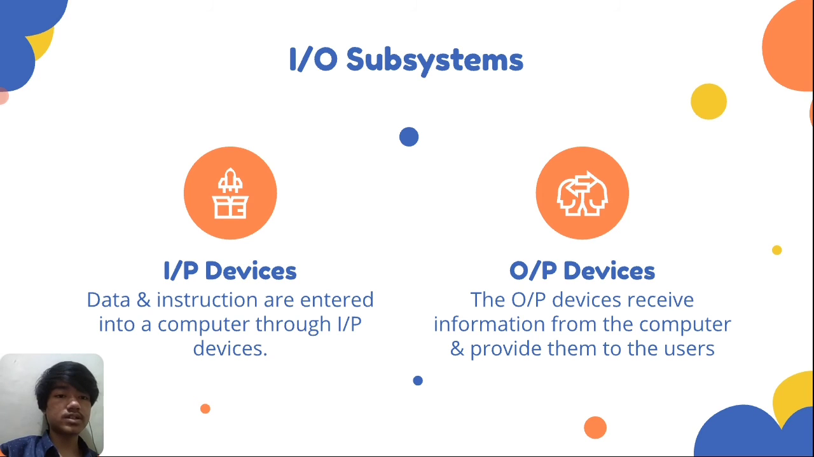The output device receives information from the computer and provides it to the user. The computer sends information to the output device in binary code form. The output device converts them into a form which can be used by users, such as printed form or display on a screen.